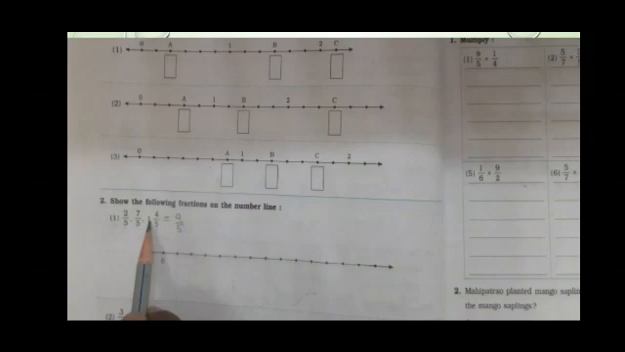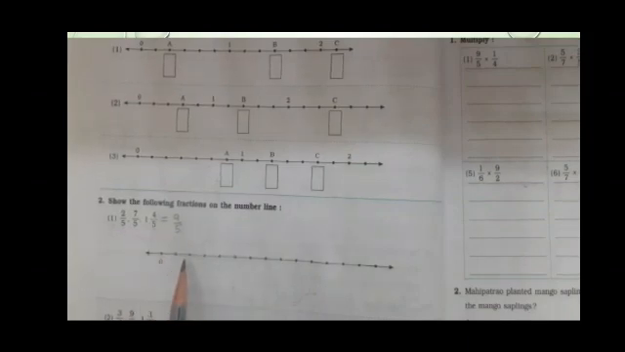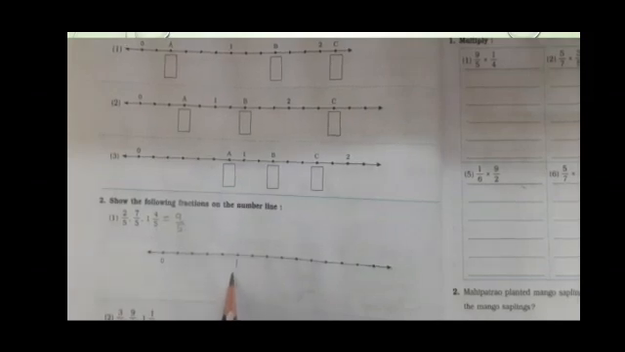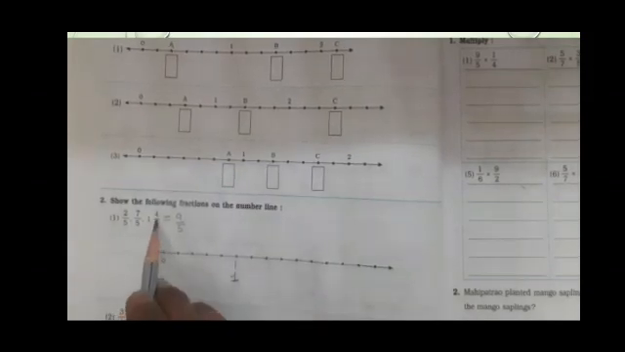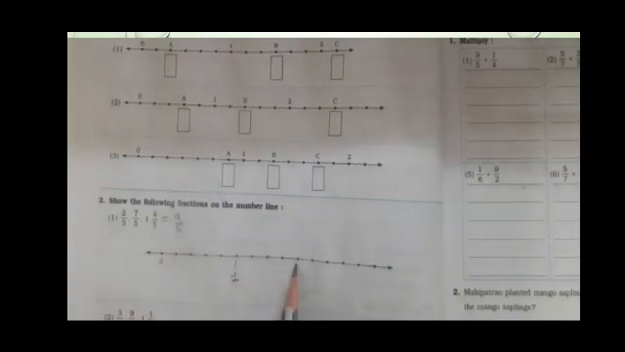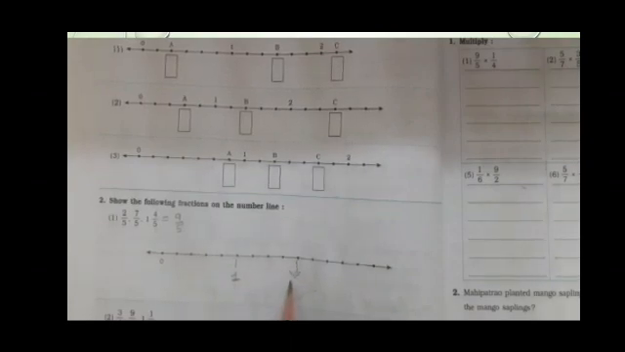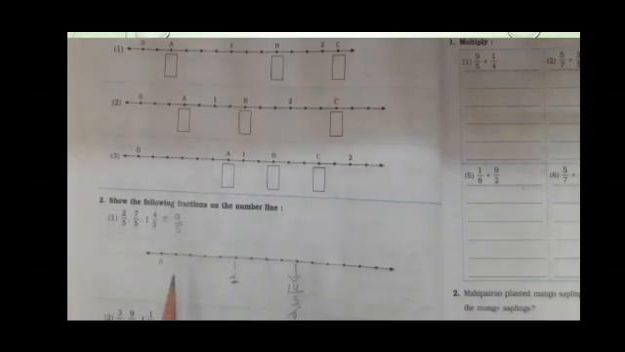So after 1, where will the number come? Suppose it will be here. After 1, the fourth part. 1, 2, 3, 4. So this part will be 1 4 by 5, or you can write 9 by 5 also. Okay children? If you are counting from here, it is 9 by 5 only. 1, 2, 3, 4, 5, 6, 7, 8, 9.